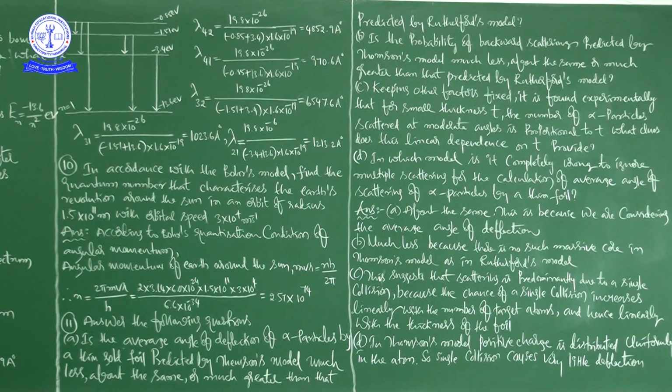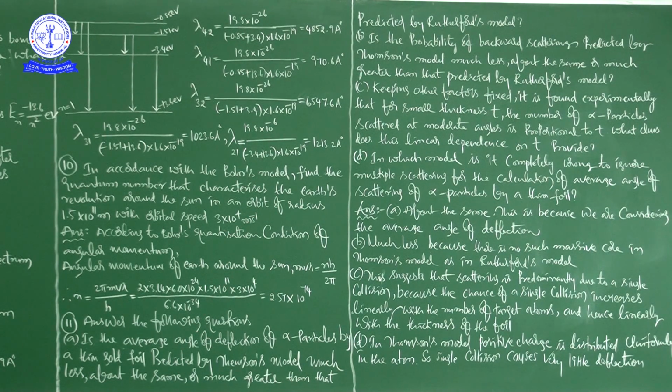Next question, 10th question, see here. In accordance with the Bohr's model, find the quantum number that characterizes the Earth's revolution around the Sun in an orbit of radius 1.5 into 10 to the power of 11 meters, with orbital speed 3 into 10 to the power of 4 meters per second.